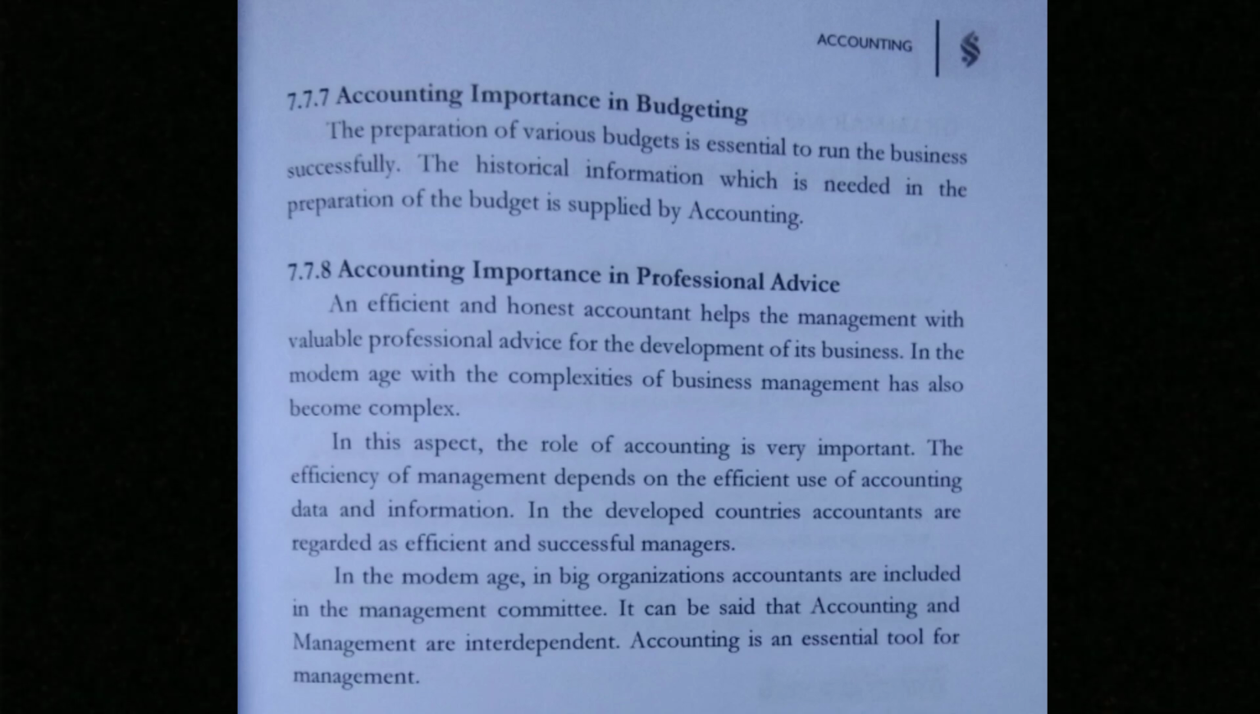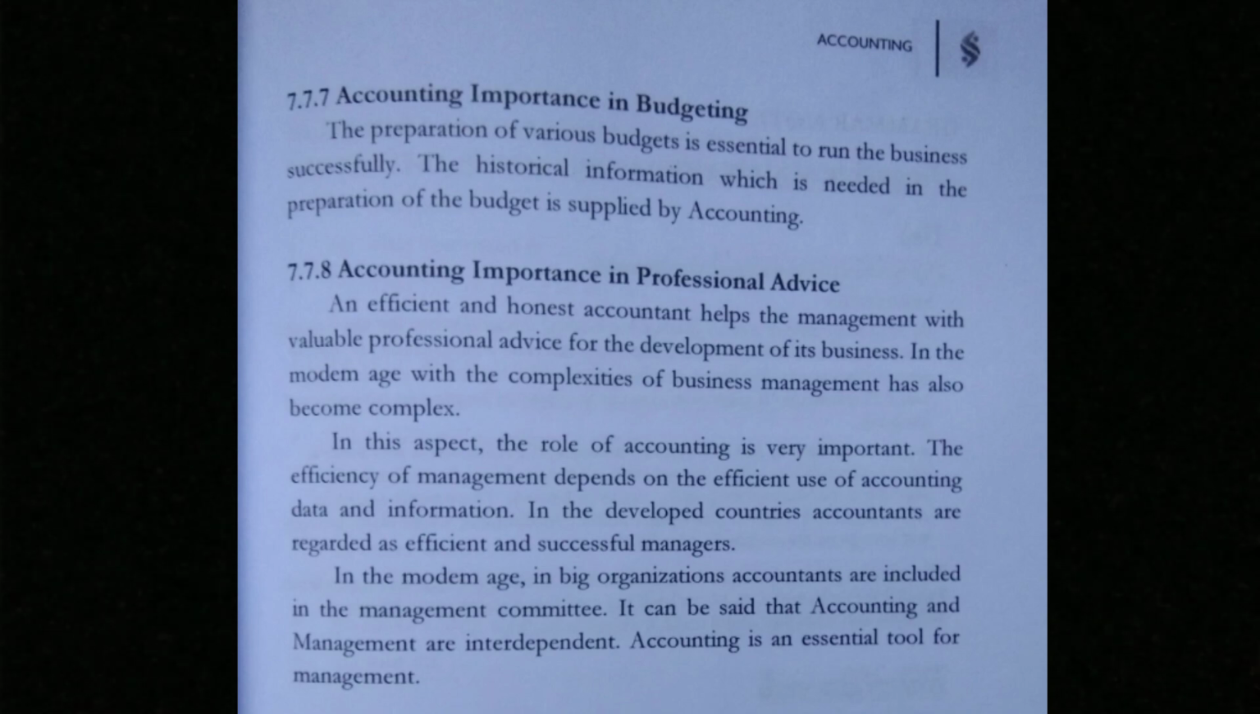Accounting is important in budgeting. The preparation of various budgets is essential to run the business successfully. The historical information which is needed in the preparation of the budget is supplied by accounting. Accounting importance in professional advice. An efficient and honest accountant helps the management with valuable professional advice for the development of its business.